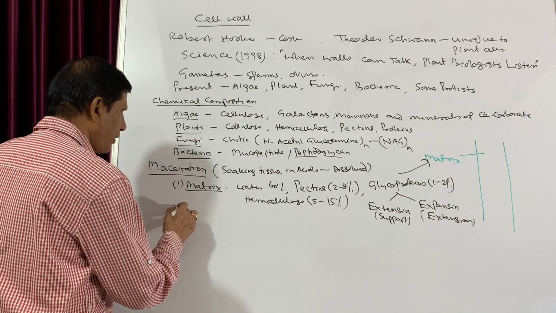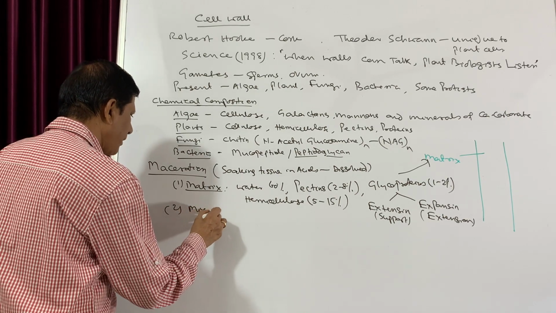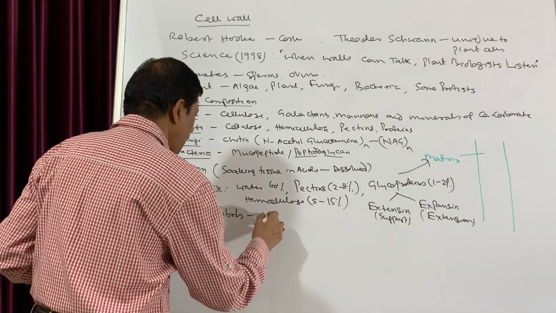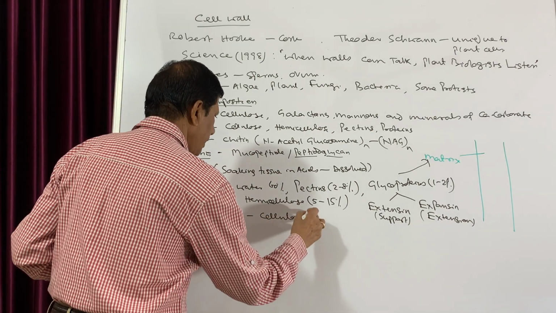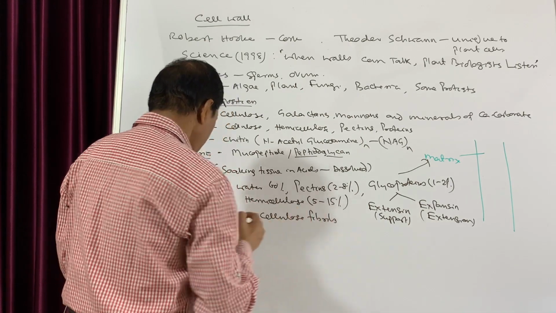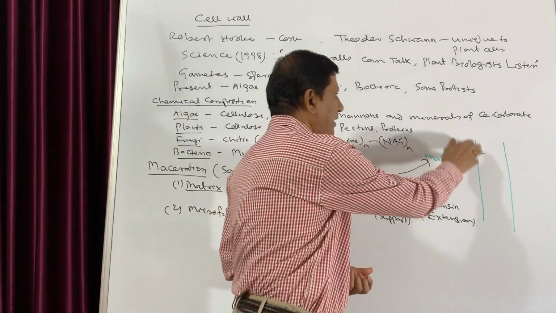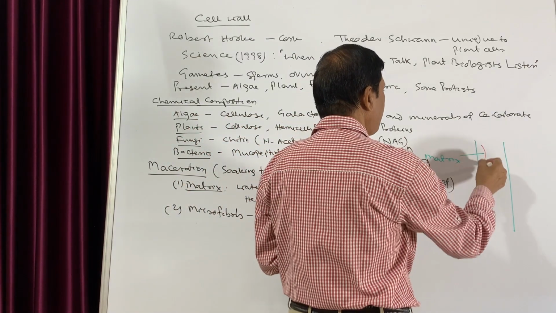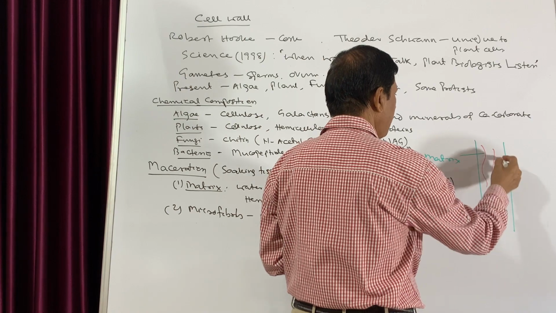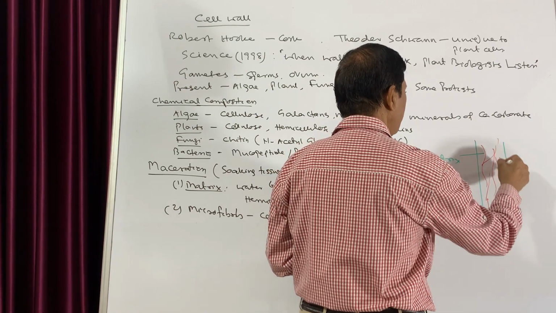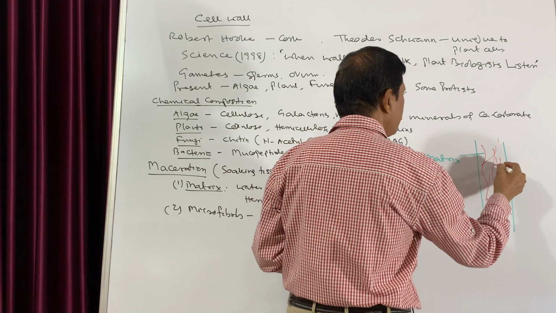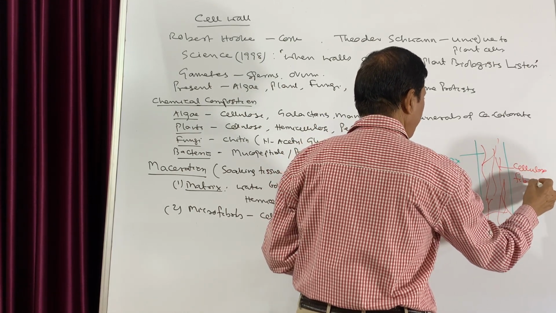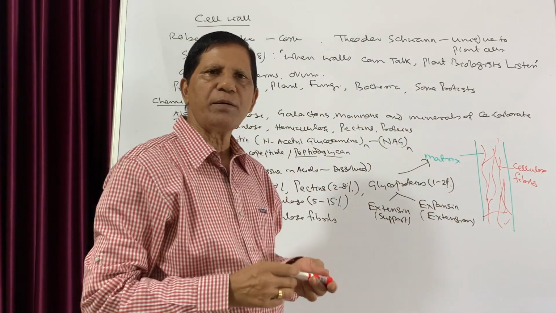Then the second one is microfibrils. The microfibrils are mostly cellulosic fibrils. So inside this matrix, several cellulose fibrils are oriented in different ways. These are the cellulose fibrils. So these fibrils are made up of cellulose.